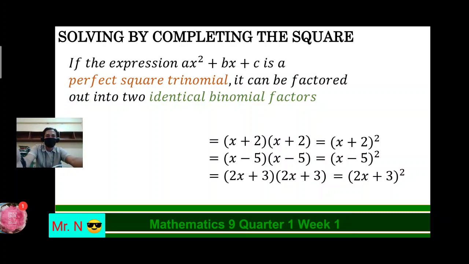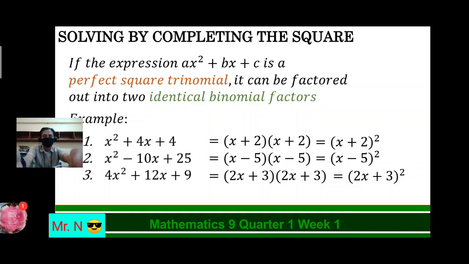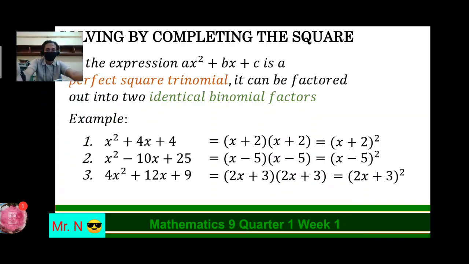If the expression ax squared plus bx plus c is a perfect square trinomial, it can be factored out into two identical binomial factors. So let's have examples. Tingnan nyo yung nasa pinaka-left side na expressions. You have x squared plus 4x plus 4, x squared minus 10x plus 25, 4x squared plus 12x plus 9. Madali lang siyang identify kung siya ay perfect square trinomial. Bakit? Kailangan ma-factor niyo siya or makuha niyo yung factors niya identically. So we have two binomial factors that are identical.